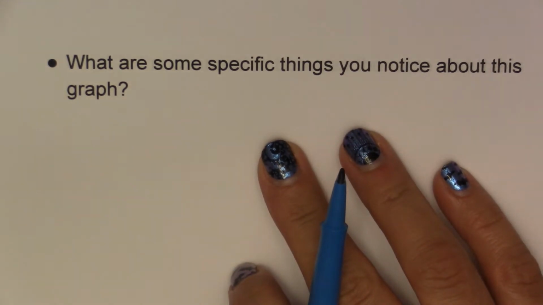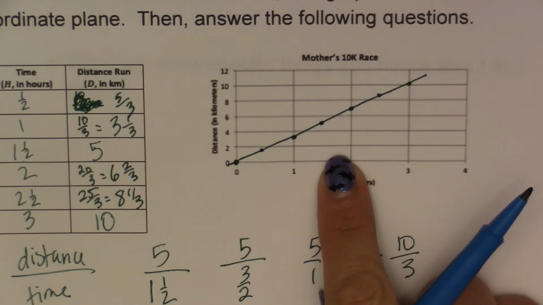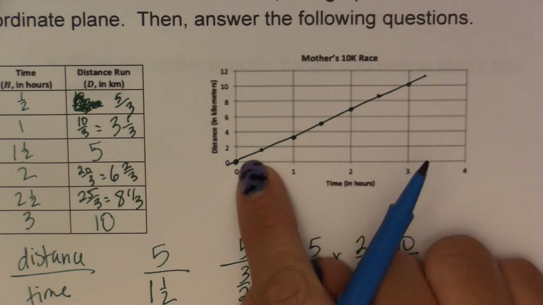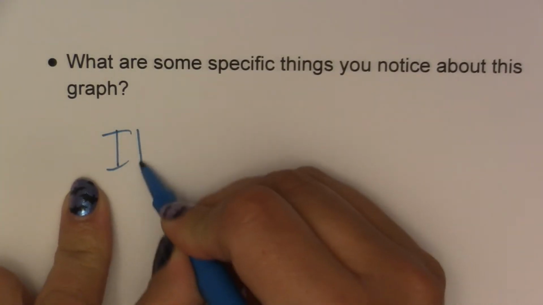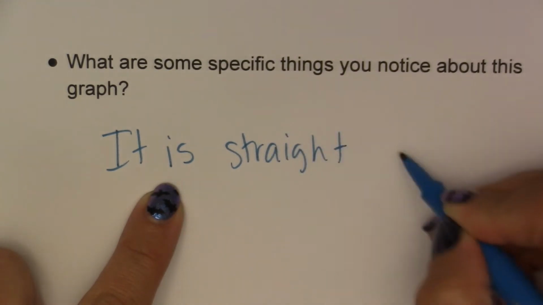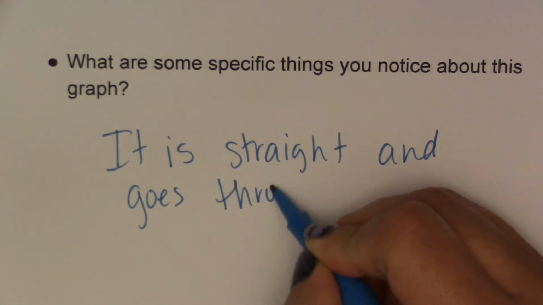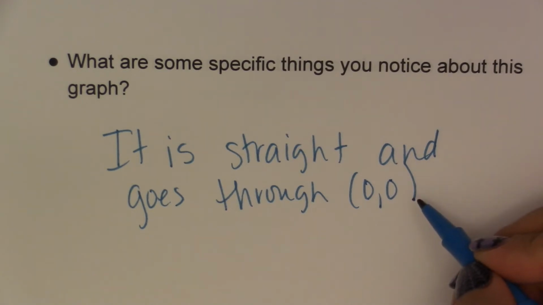What are some specific things you notice about this graph? So if we go to our graph and we look at our picture, what are some things that we notice? Well, I hope you notice that this is a straight line, and I hope we also notice that it goes through 0, 0. So it is straight and goes through 0, 0.